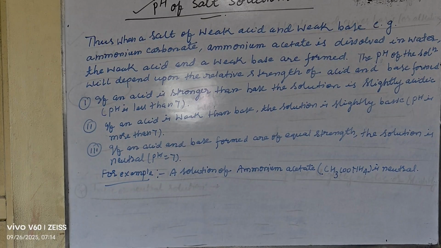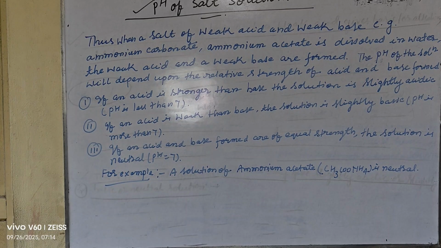First one is the salt of a weak acid and a weak base. Example, ammonium carbonate and ammonium acetate dissolved in water. The weak acid and weak base are formed. The pH of the salt will depend upon the relative strength of acid and base formed.